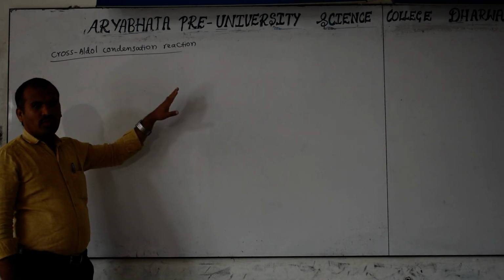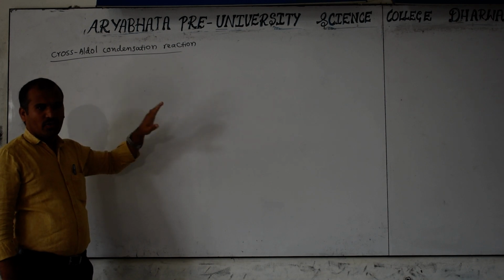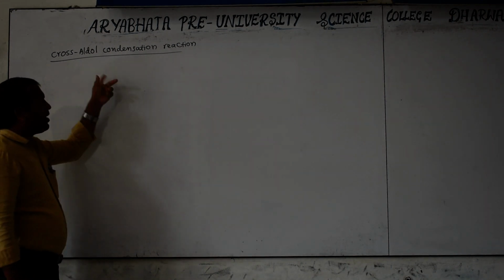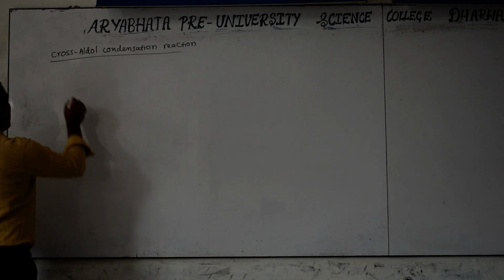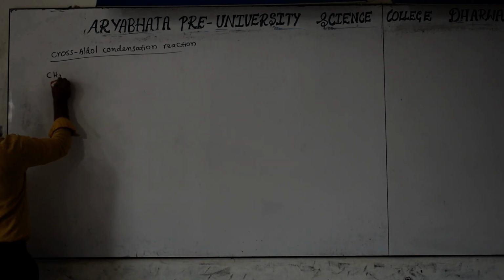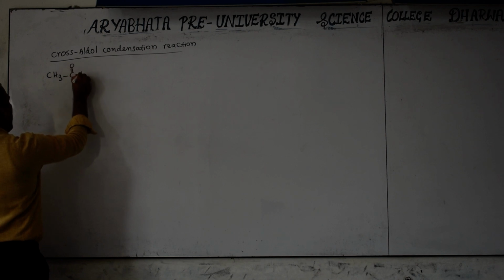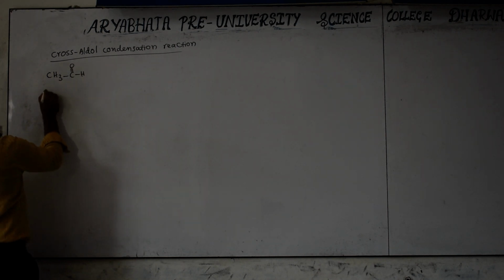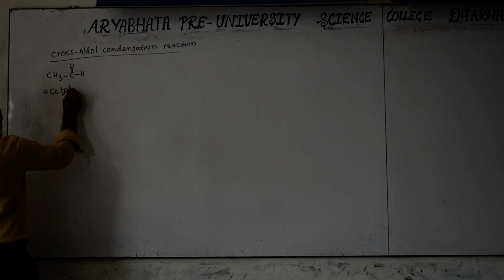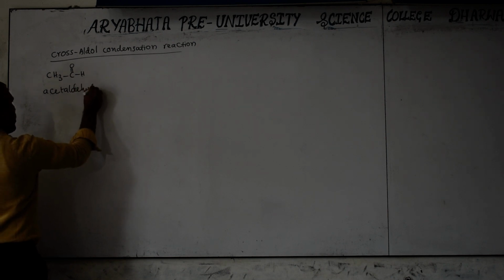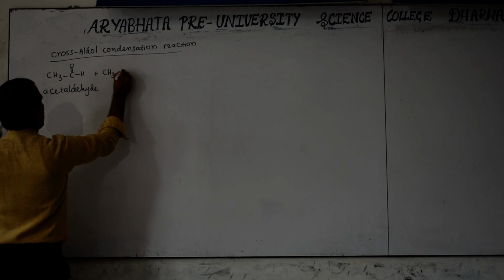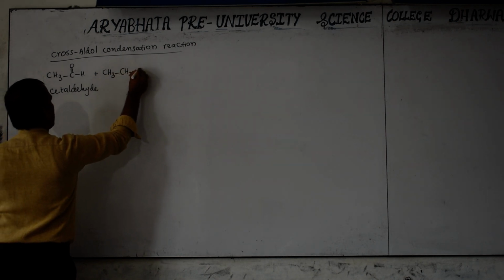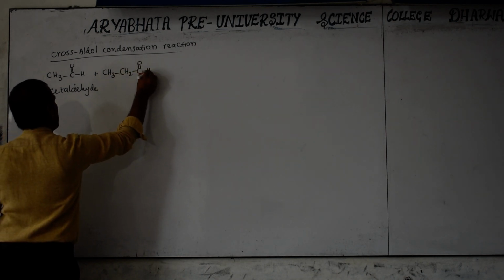Acetaldehyde taking 2 moles, or any ketone taking 2 moles. Now we are taking different aldehydes, those having alpha hydrogen. For example, the basic one is CH3 C double bond OH, which is acetaldehyde. Another one is propanaldehyde, CH3 CH2 C double bond OH.